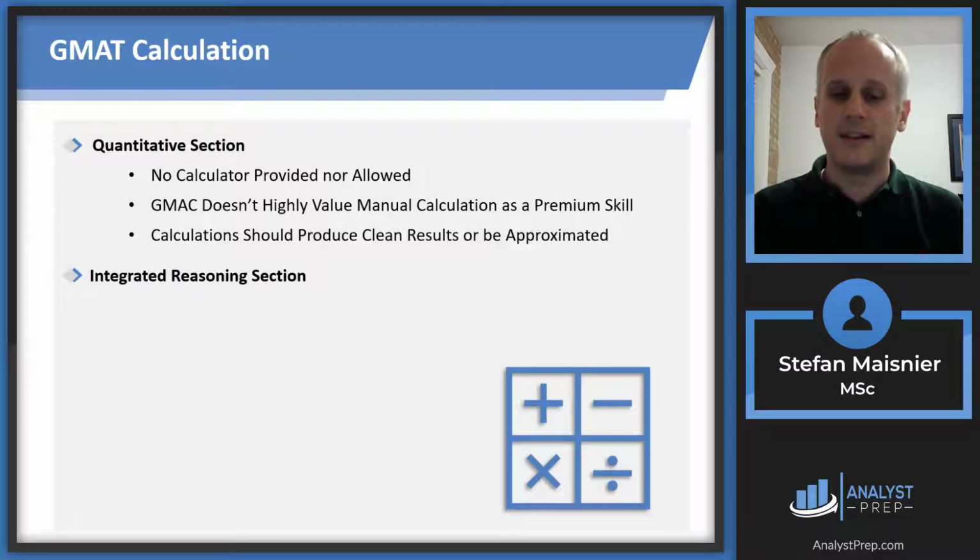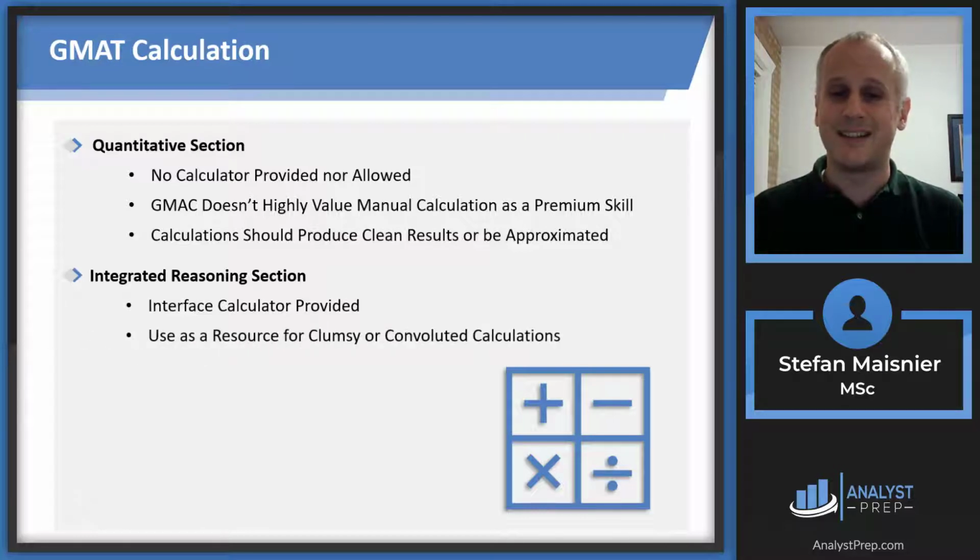Now, in the integrated reasoning section, it is imperative to recognize that an interface calculator is provided. Many test takers forget that there's an interface calculator. You definitely want to use it for the IR because, again, the GMAC does not value manual calculation as a premium skill, so they're basically saying you shouldn't be doing it at all in the IR.